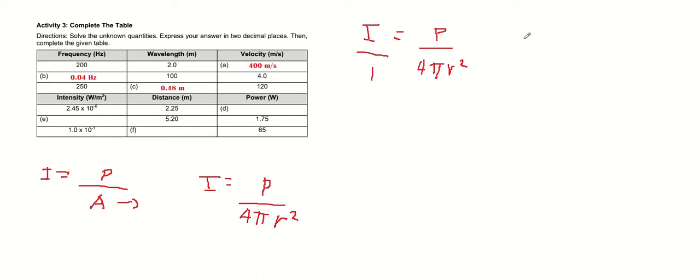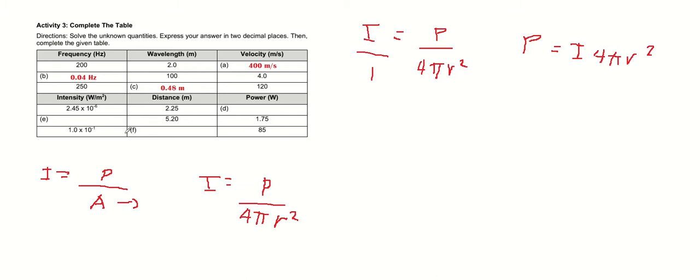P times 1, it's P. So, P is equal sa ganyan. And then, ang kailangan mo i-cross-multiply yung I saka 4 pi r squared. So, pag pinag-multiply mo yan, I times 4 pi r squared. Yun lang. Diretso lang. 4 pi r squared. So, ito yung formula natin for power.